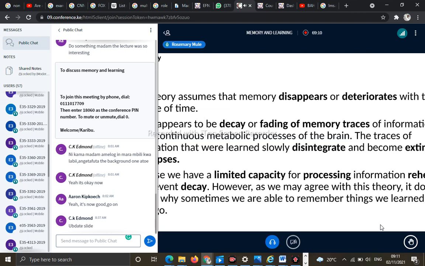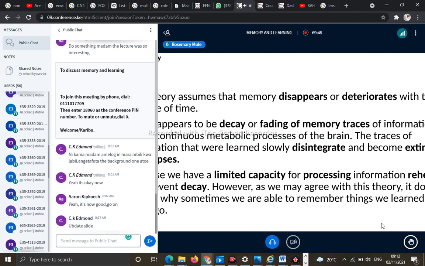And what does this decay theory say? Let us make sure that we understand these theories of forgetting. The first one we are looking at is the decay theory. And this theory assumes that memory disappears or deteriorates with the passage of time. When we say something is decaying, it has stayed for a very long time. So when you want to remember the decay theory, we are saying memory seems to disappear with the passage of time. That is what the theory says.